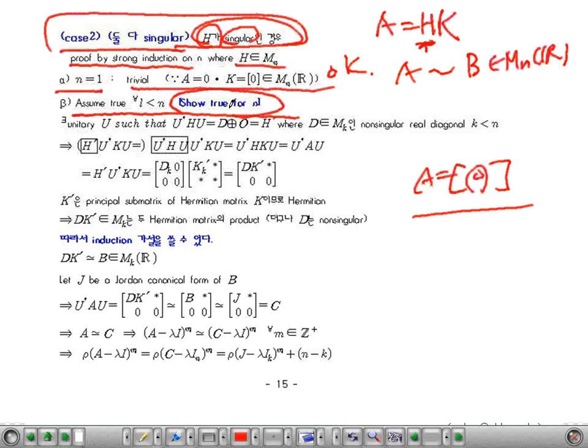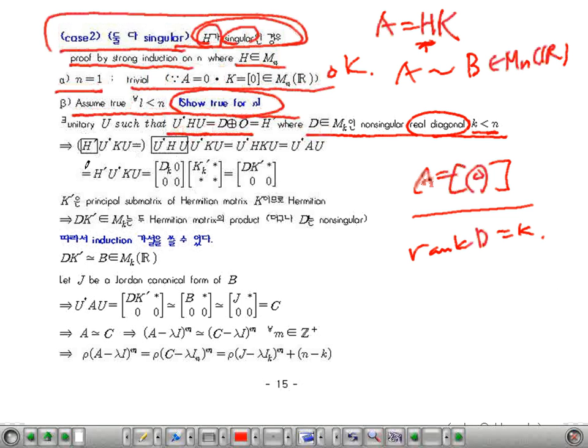Okay, there exists a unitary matrix U such that U star HU is the same as the direct sum of matrix D and the zero matrix, where D is a non-singular matrix with real diagonal entries, and K is less than N. So it's a rank K matrix. Rank of D is equal to K, and it's a non-singular real diagonal matrix.